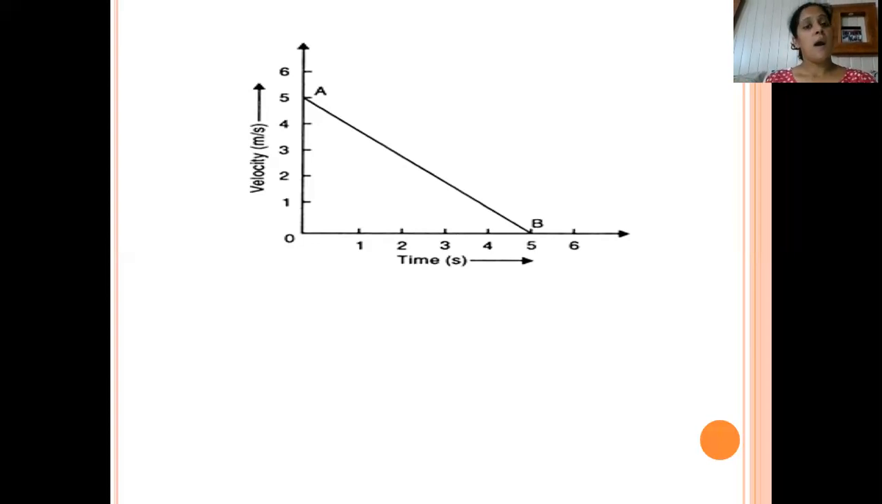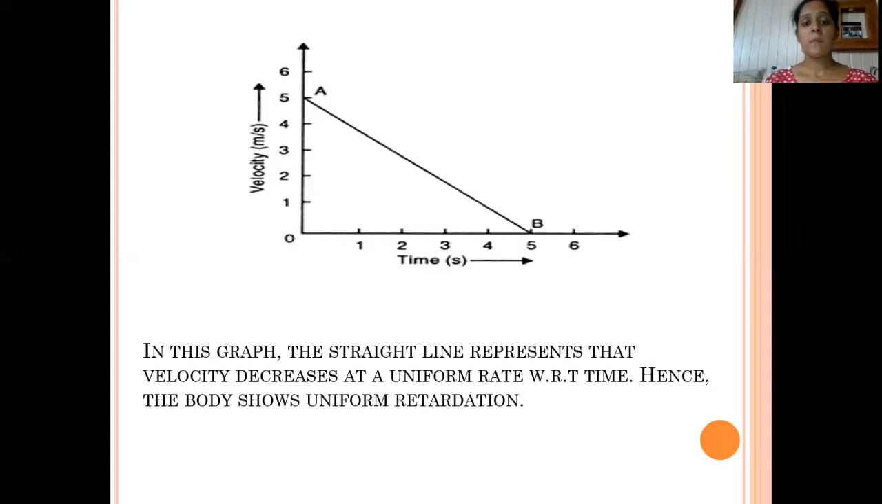Okay, so a velocity time graph showing a straight line which is sloping downwards represents uniform retardation. So in this graph, the straight line represents that velocity decreases at a uniform rate with respect to time. Hence, the body shows uniform retardation. So remember, a straight line going up is uniform acceleration, but a straight line coming down represents retardation. And a straight line represents something uniform.